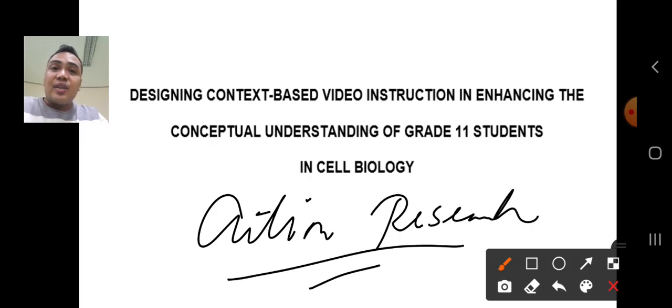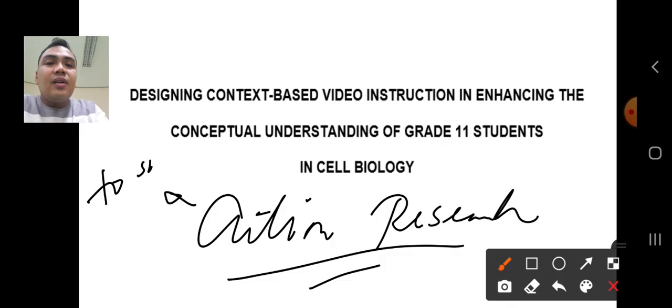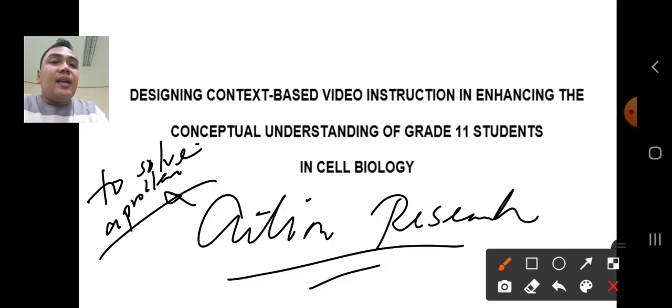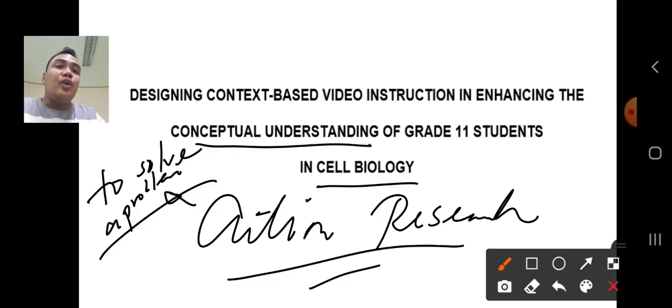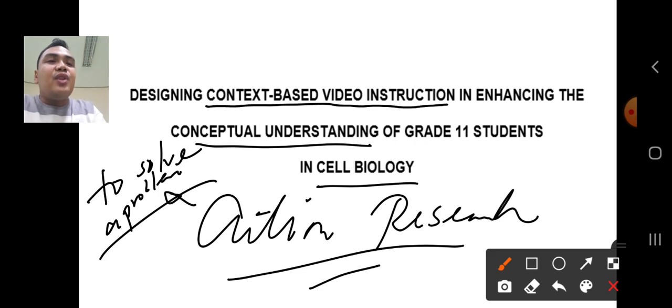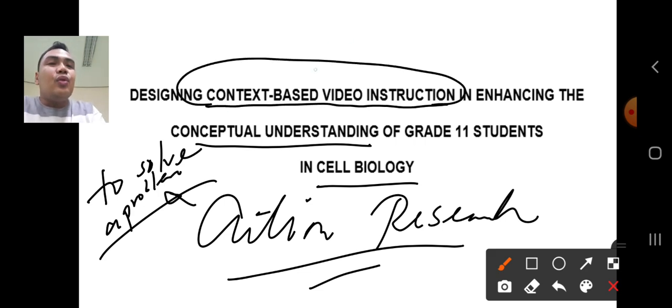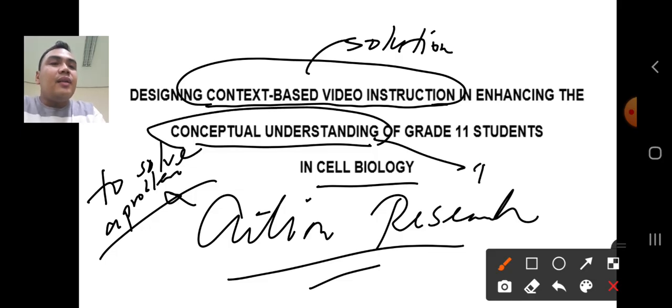To reiterate once more, a research is classified under action research if it aims to solve a problem. The problem there is difficulty in conceptual understanding in cell biology. And what is the solution? The solution is the use of context-based video instruction. So this is the solution. And then conceptual understanding is the main problem.